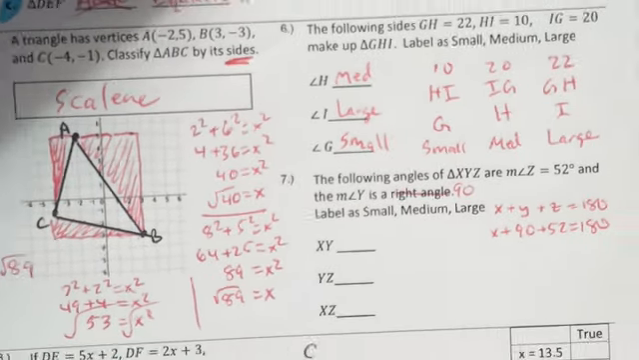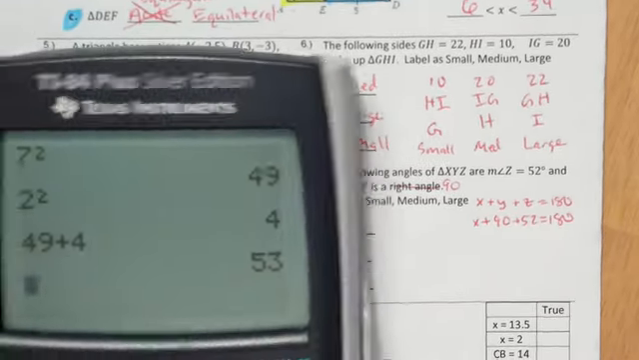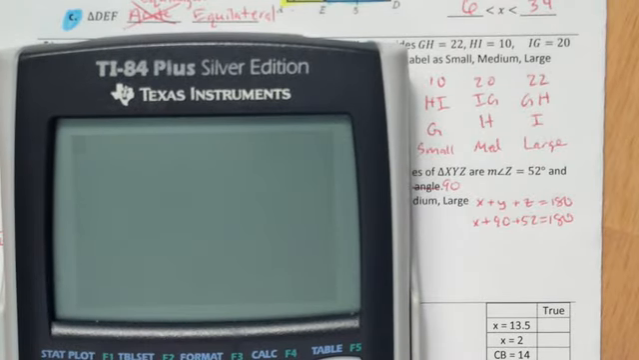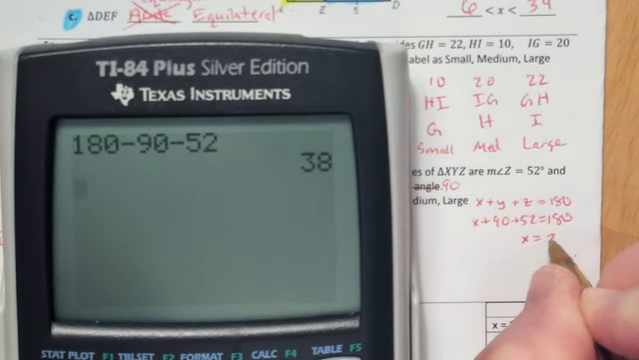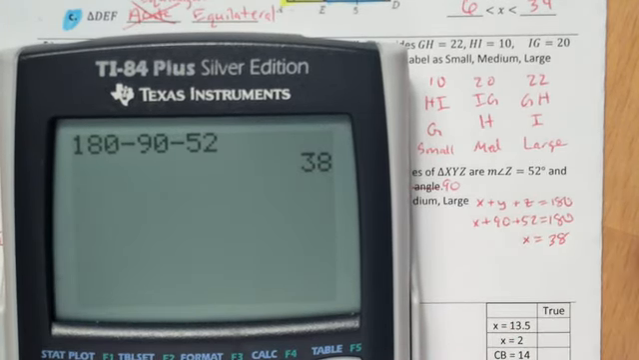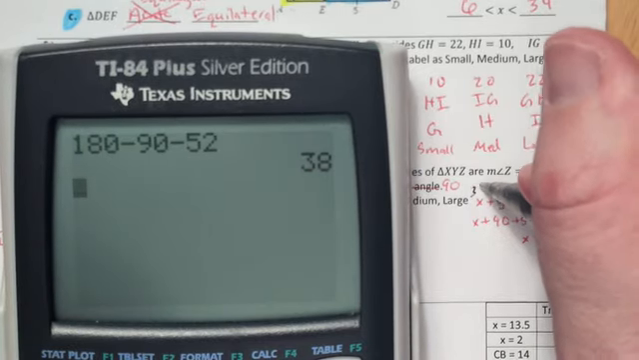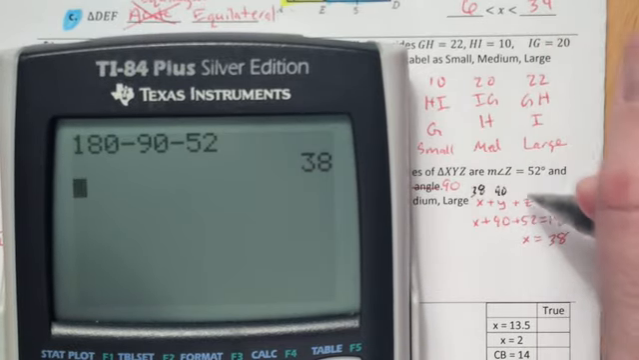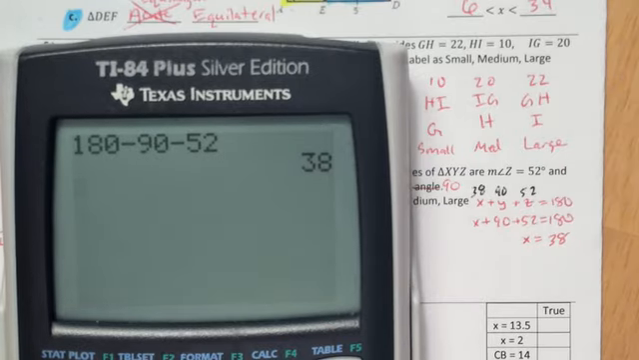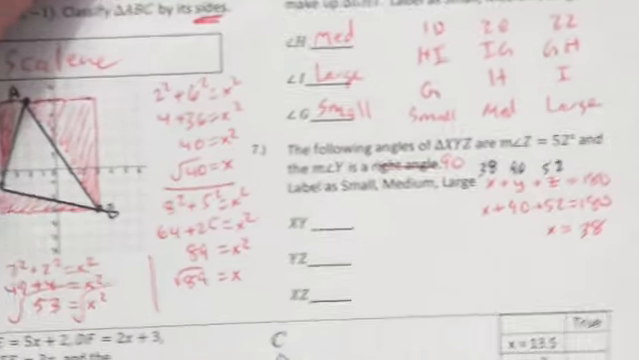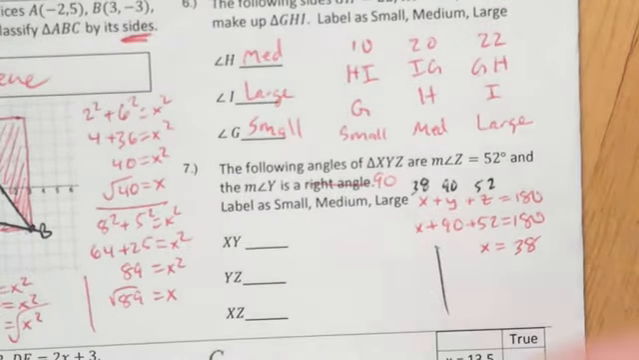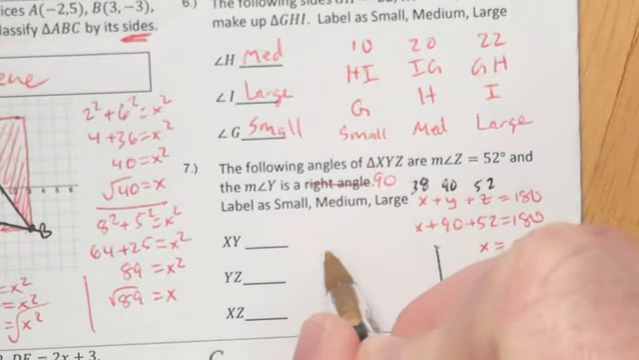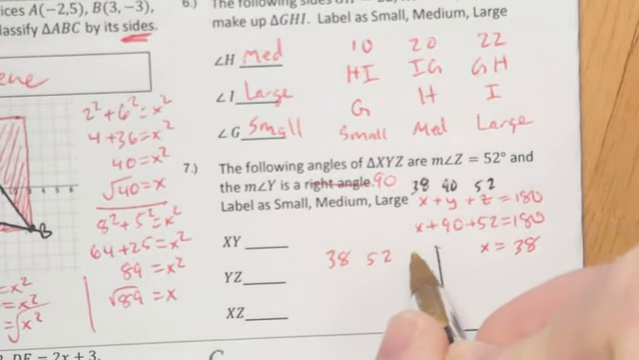So I'll zoom out so you can see my calculator here. I know 180, if I subtract the 90 and that 52, my X would have to be 38. All right, so at this moment, we know that X is 38, we know Y is 90, and we know that Z is 52. Let's zoom in here. All right, so let's get this started. So from least to greatest, we have 38, 52, and 90.